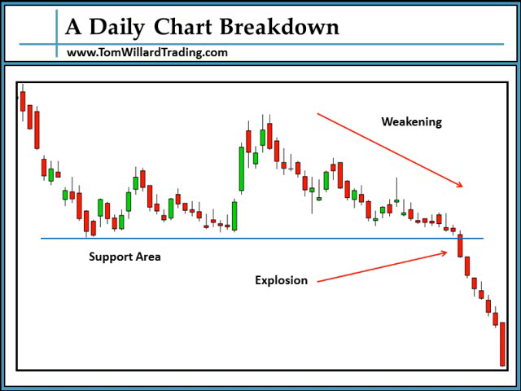Okay, welcome back. This is a daily chart breakdown. So this is a daily chart of a stock, which means that each bar here represents 1 day's trading action. Okay, and basically this stock was moving lower. You can see it moved pretty aggressively lower, and then it stopped in this area here, which I'll call a support area. Okay, it popped back up, came back down, and it couldn't go below this area here.